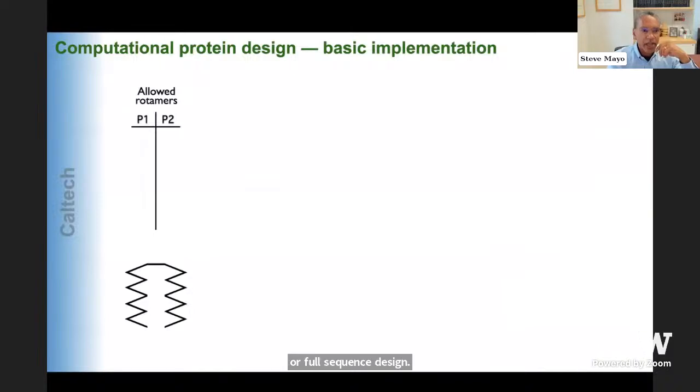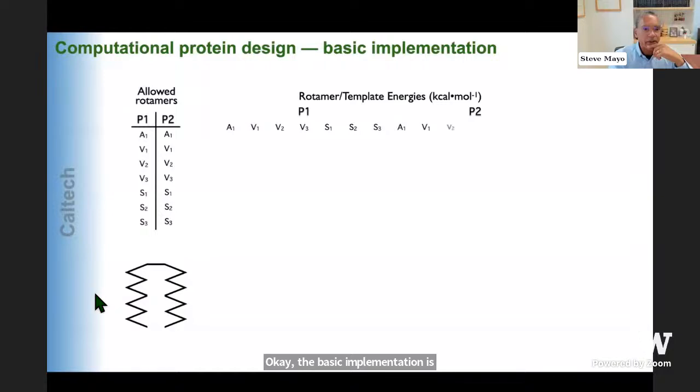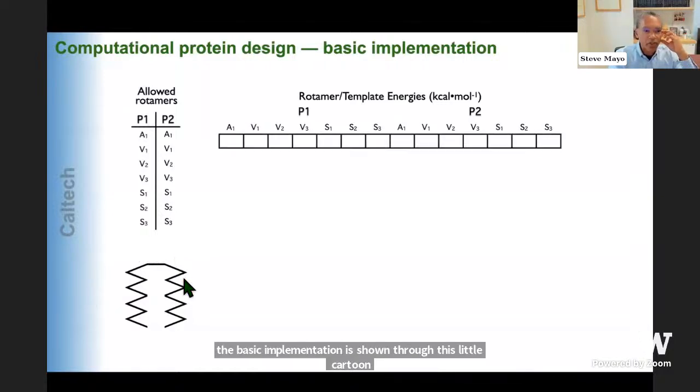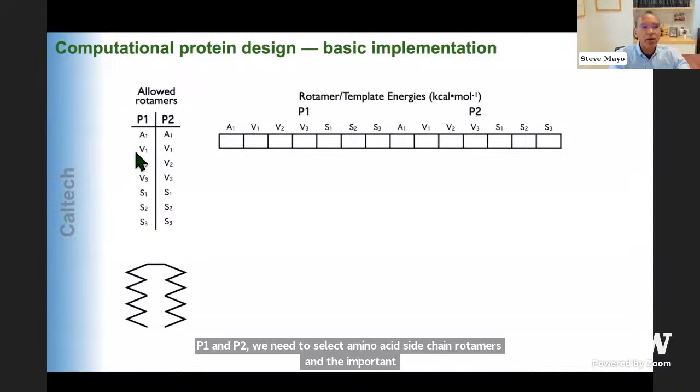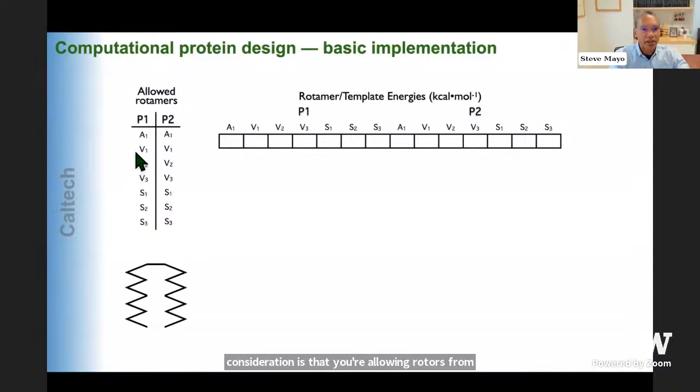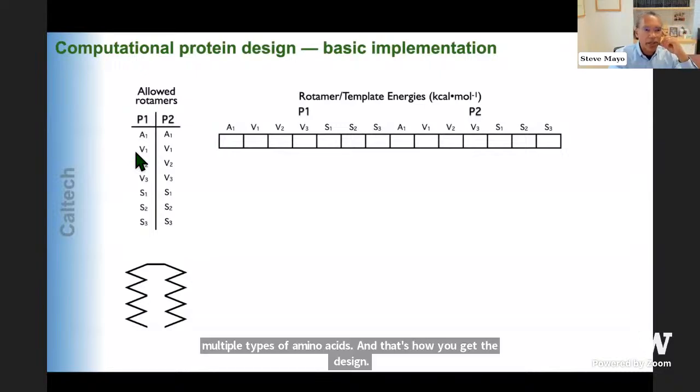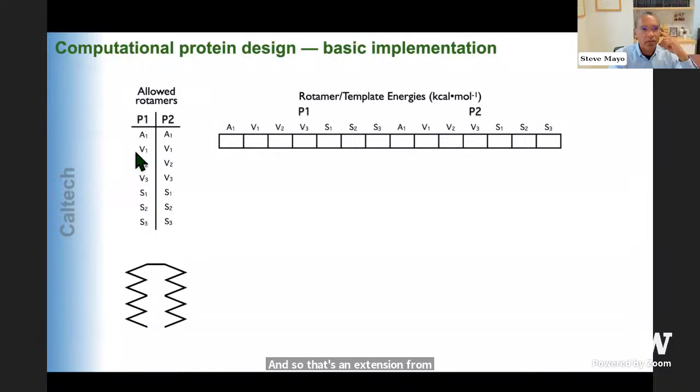Okay, the basic implementation is shown through this little cartoon. So here's a simple problem. We're going to design two positions on this cartoon protein, positions P1 and P2. We need to select amino acid side chain rotamers. And the important consideration is that you're allowing rotamers from multiple types of amino acids. And that's how you get the design. And so that's an extension of what Desmet et al. had done for rotamer optimization for single sequences.